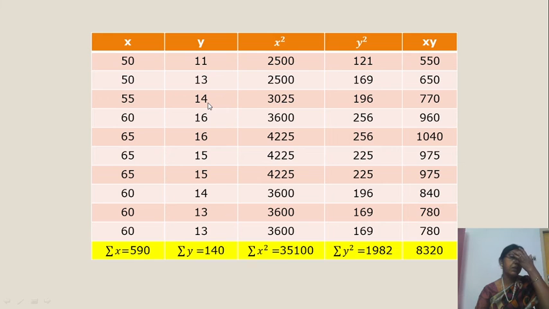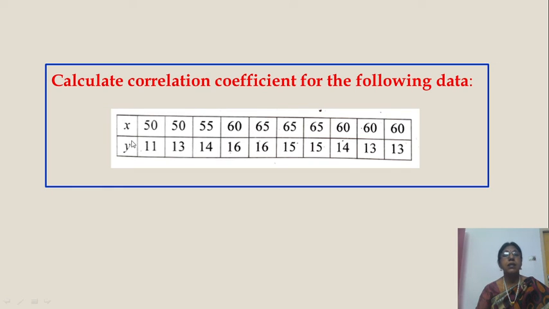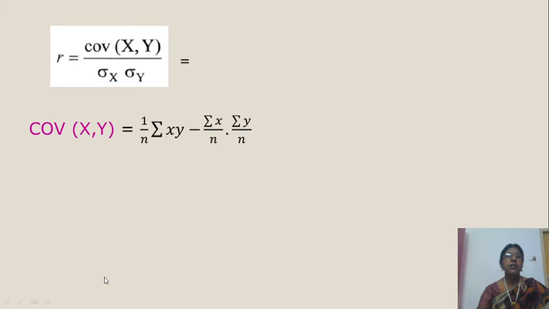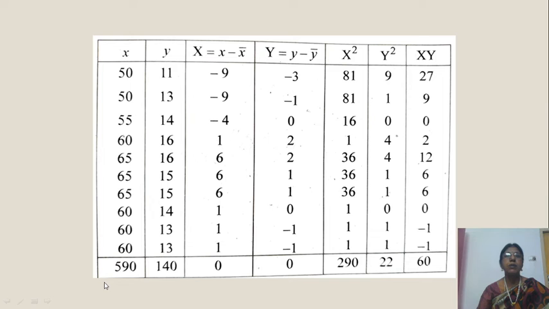The first formula: first find x bar, then y bar. What is x bar? Sigma xi by n. Similarly find y bar, sigma yi by n. Then frame the table with capital X, capital Y, capital X square, capital Y square, and capital X into Y. The formula is gamma is equal to sigma xy by root of sigma x square into root of sigma y square. You use the first formula. Here also use the first formula, don't use this formula.